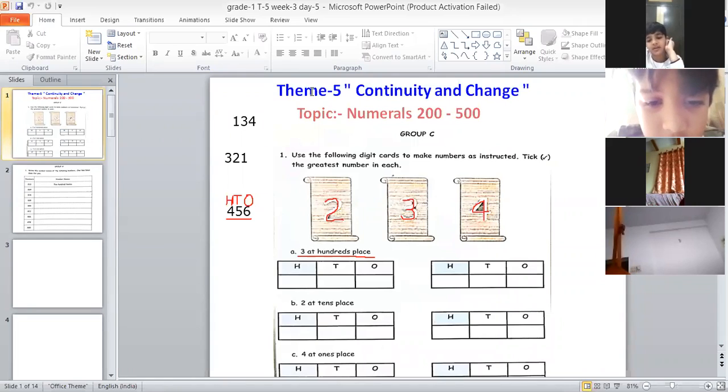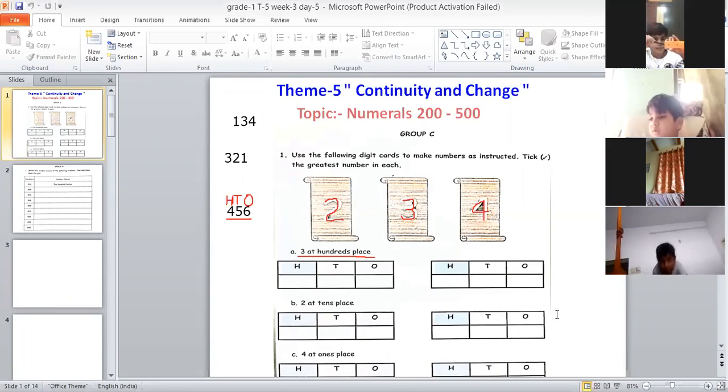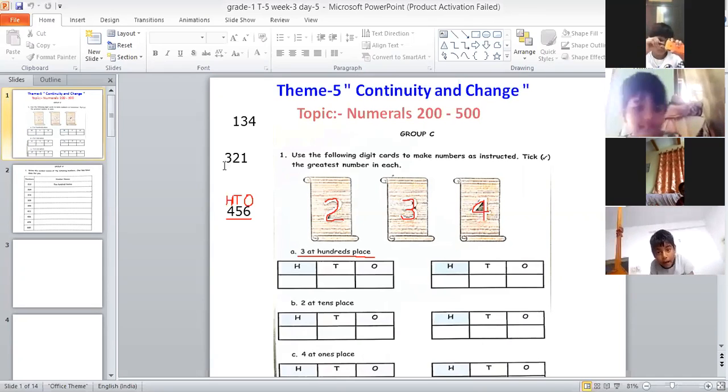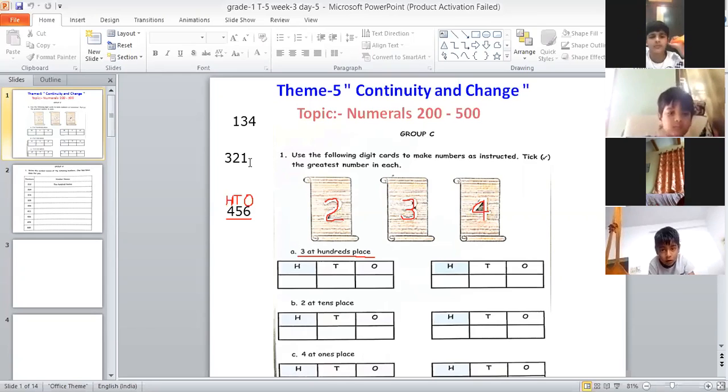Vineet, now pay attention and listen carefully. Ketan, are you there? Vineet, I'll come back to you. Listen properly. Ketan, tell me. Read this 3, 2, 1. How will you read this 3, 2, 1?